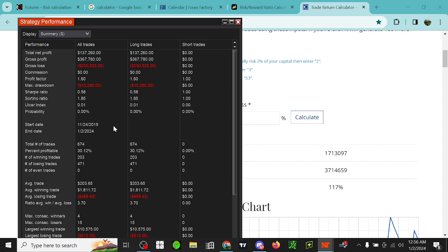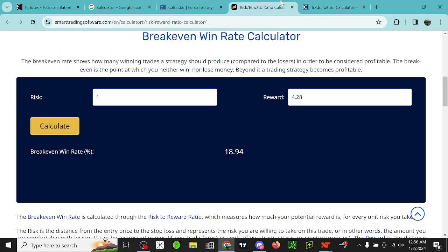So here are the backtest results of a bot that I have. I'm not going to tell you what the bot is because I can't give away my edge. What matters is my win rate on the bot is 30%, and my winners to my losers is 3.7. So what you're going to do first is take 3.7 for every win to 1 for every loss, right?